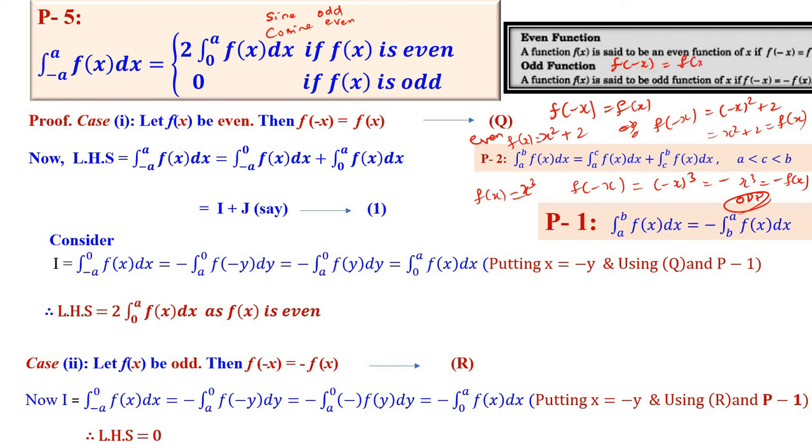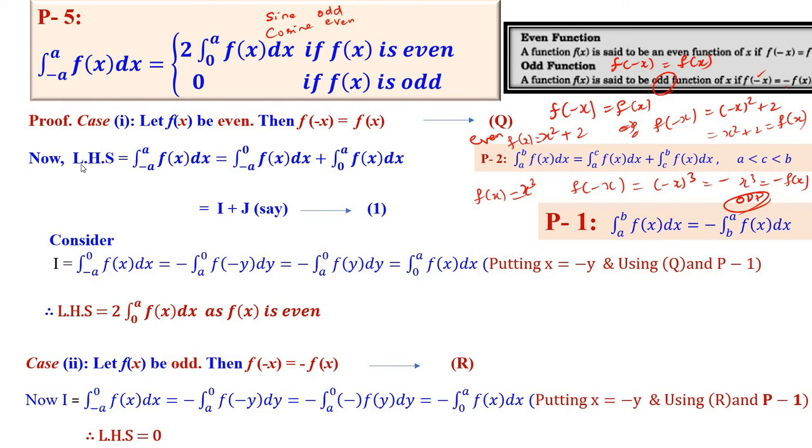F of minus x should be equal to f of x, and for odd the minus sign will come out, that is for an odd function. So in the first case we consider f of minus x equal to f of x. Name that statement Q.